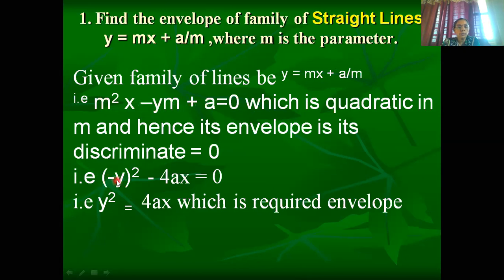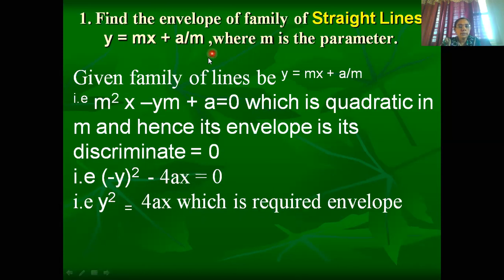So b² means (-y)² minus 4ac, that is 4 into x into a. Here c is equal to a, and a is equal to x. So you are getting y² - 4ax = 0, so y² = 4ax, which is the required envelope here. It is a parabola.